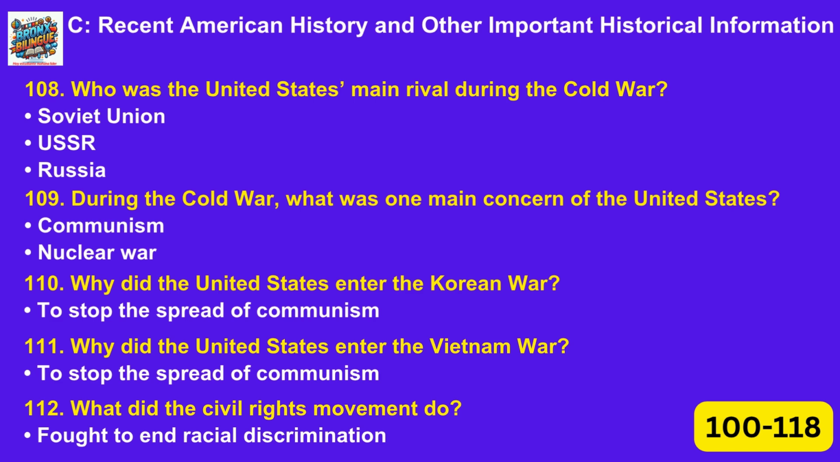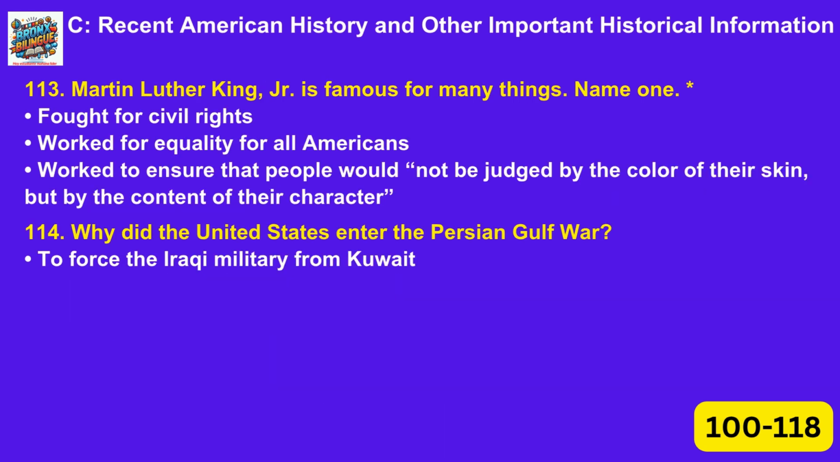110. Why did the United States enter the Korean War? To stop the spread of communism. 111. Why did the United States enter the Vietnam War? To stop the spread of communism. 112. What did the Civil Rights Movement do? Fought to end racial discrimination.